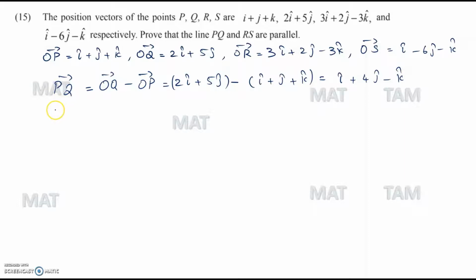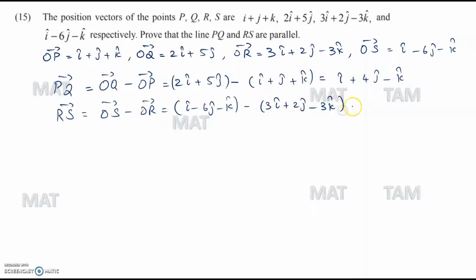Similarly, our vector RS is equal to OS vector minus OR vector, which is equal to, our OS is i cap minus 6j cap minus k cap, minus our OR vector is given by 3i cap plus 2j cap minus 3k cap. So simplifying these two, we get minus 2i cap minus 8j cap plus 2k cap.